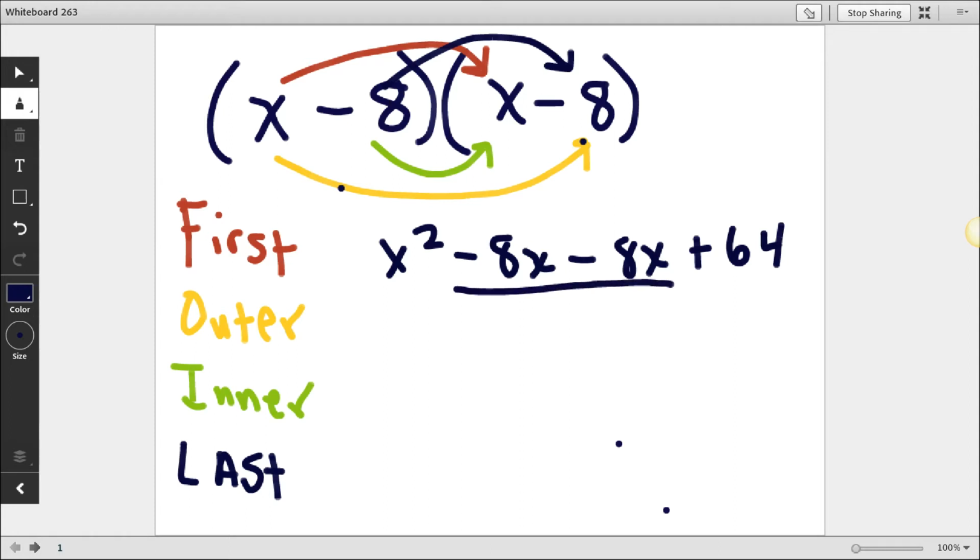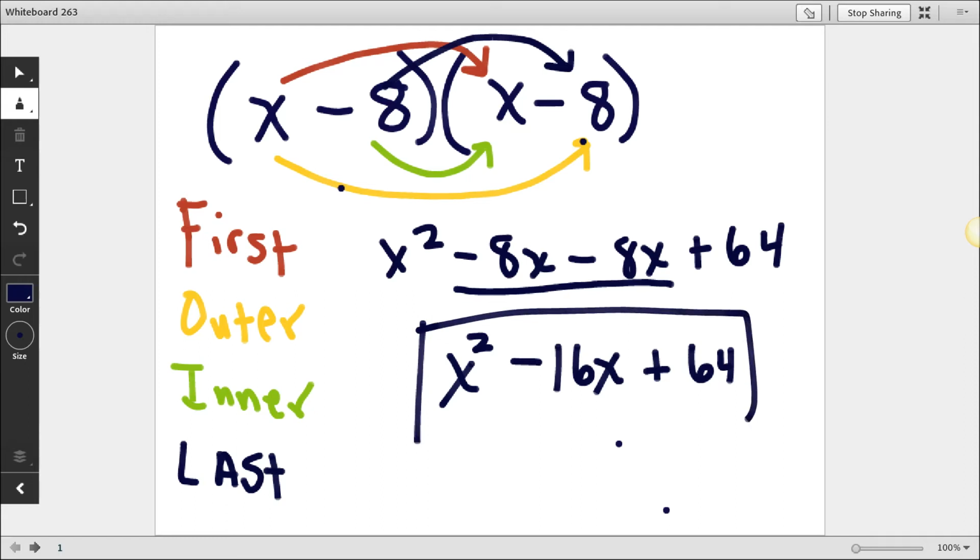What's going to happen when you FOIL is that these two middle terms will combine in some ways, either add or subtract, as long as all the exponents are the same, because we got a basic binomial times binomial. So -8x minus 8x is -16x, and then everything else just drops down. So there you go. That's multiplying a binomial times a binomial using FOIL.